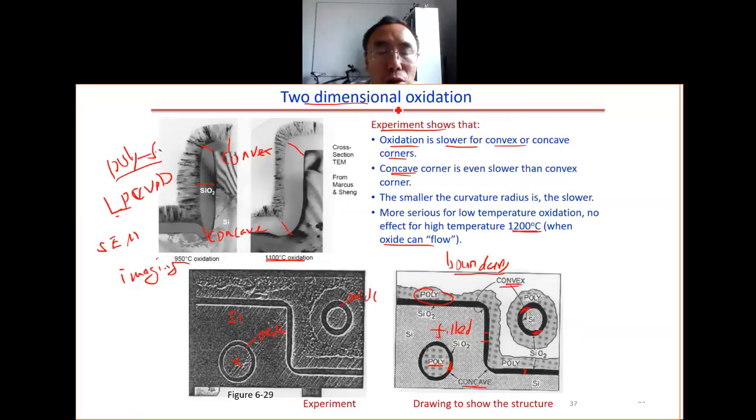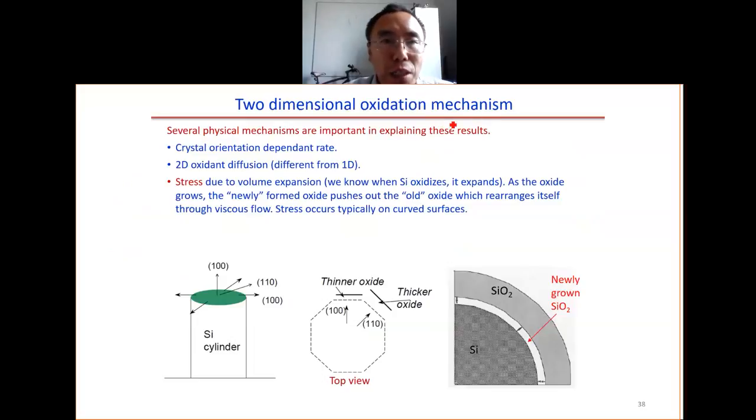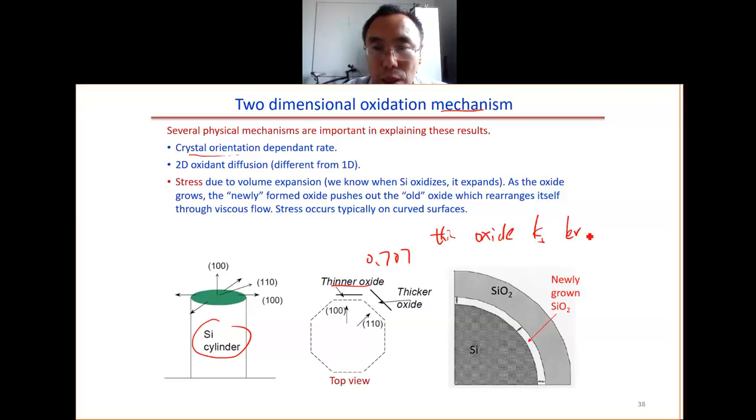Now this is the 2D growth, two-dimensional oxidation. So we have the corners, 2D growth. This is the mechanism for the two-dimensional oxidation. First, we have the crystal orientation dependent rate. For example, this is the 2D silicon cylinder. For the 100, we get thin oxide, then 110. This is the ratio for the thin oxide, when the KH term, the chemical reaction term, dominates.